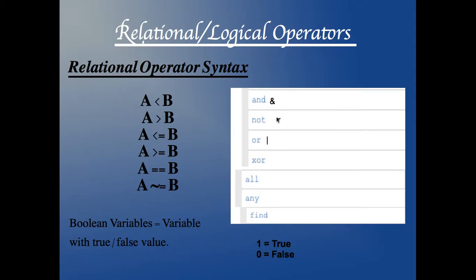The NOT operation is represented by this little squiggly symbol. It finds the logical result of an array or scalar input. The XOR is an exclusive OR when using logical operators, so you can also use XOR instead of OR, either way. The ALL function determines if all array elements are non-zero or true. The ANY function determines if any array elements are non-zero, and the FIND function finds indices and values of non-zero elements.